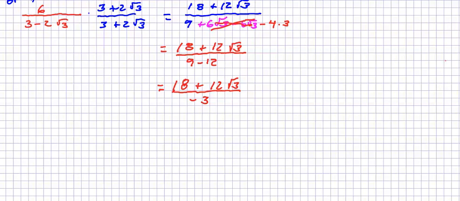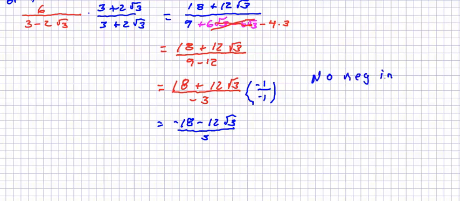One, we are not allowed to have a negative in the denominator. Can't do it. So what we have to do is multiply numerator and denominator by negative 1. And what happens is the 18 becomes a negative, the 12 becomes a negative, and the 3 becomes a positive. So we get negative 18 minus 12 square root of 3 over 3. No negative in the denominator.